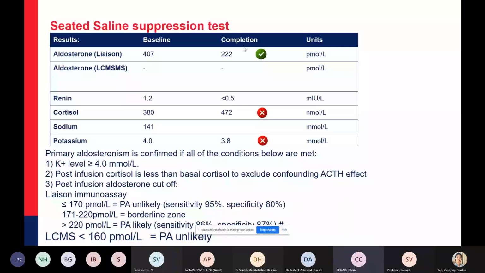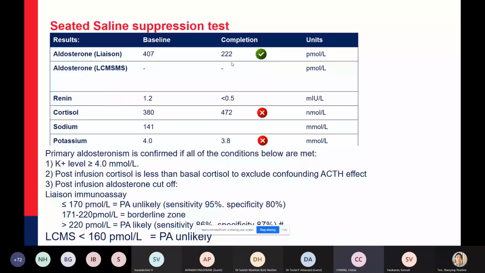The cortisol was done to ensure there's no ACTH-driven effect, and you can see that the cortisol went up at the conclusion of the test. So we cannot exclude a stress effect, an ACTH-driven aldosterone that could have falsely taken the completion aldosterone up as well. So that's a cross because it's clouding our interpretation of the test.